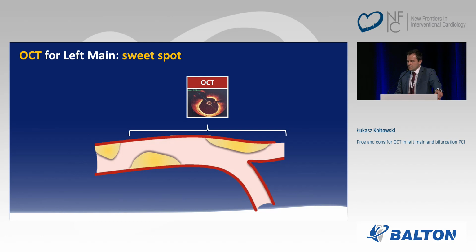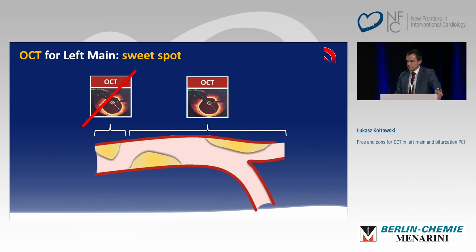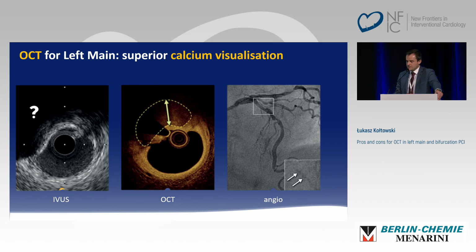Therefore, OCT really can be used for the mid-distal left main, but a no-go is the proximal part of left main, I think. So this is a definite minus for OCT.